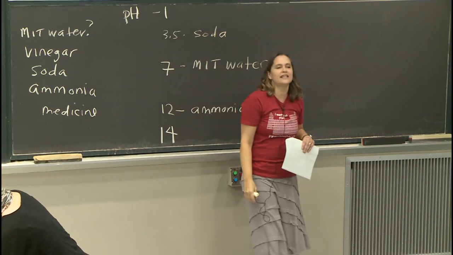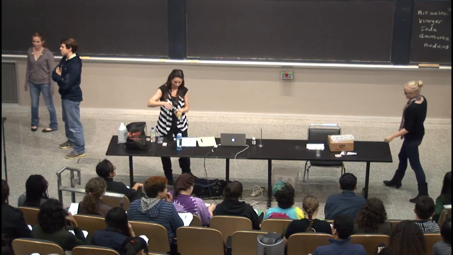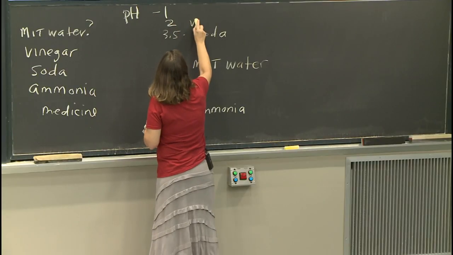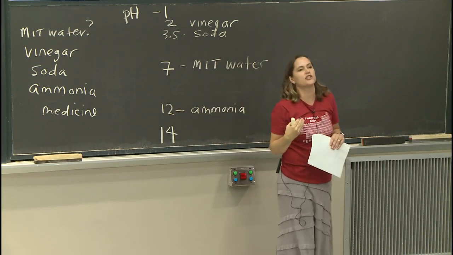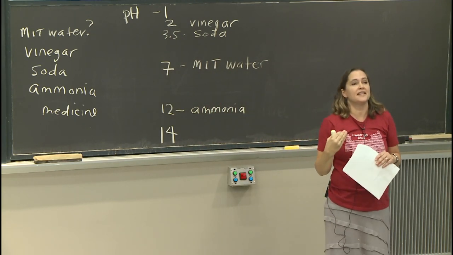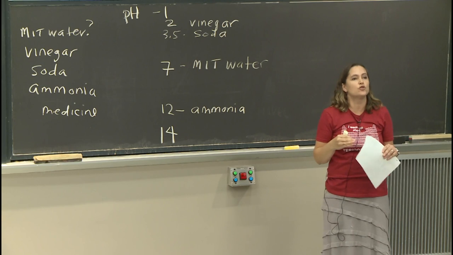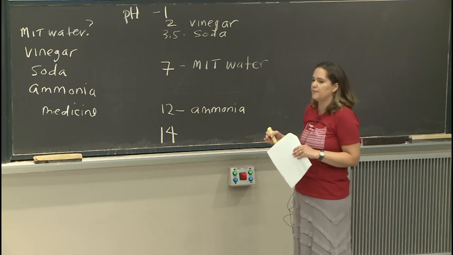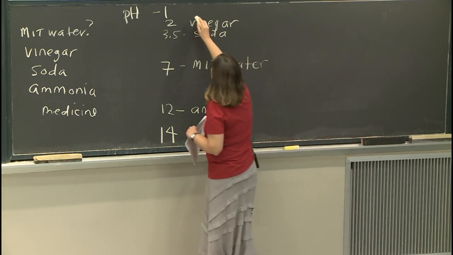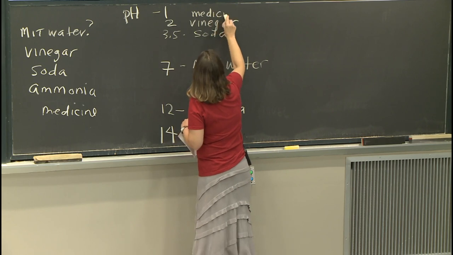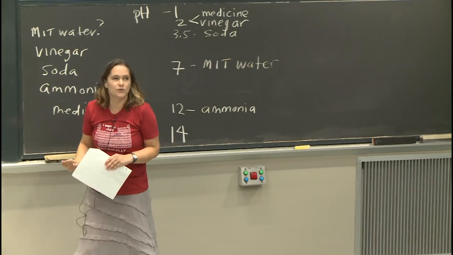So soda is definitely getting into our corrosive range. And we have vinegar at 2. And that is corrosive. People often use pure vinegar to clean out a coffee pot, because it is pretty corrosive, it really does a good job of cleaning it. When you're having it in salad dressing, you don't want pure vinegar. That would not be good to drink. And what about medicine? The medicine is a pH of 2. OK. So we also have, in the corrosive category, the medicine that my 4-year-old daughter was asked to take.